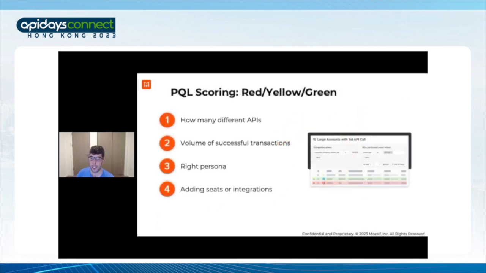And so what you're able to do now is actually do what we call PQL scoring. So this is product qualified leads. And what I'm showing here is a scoring of red, yellow, green. And we can do this through a couple of different variables. It could mean how many different APIs are they using. It could mean the volume of transactions for each one of those APIs. Are we the right persona? Are they doing things like adding seats or integrations? So we're trying to understand how many of our new developers signing up are what we consider a product qualified lead.